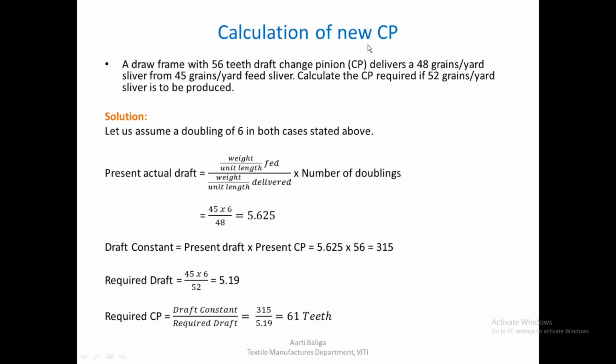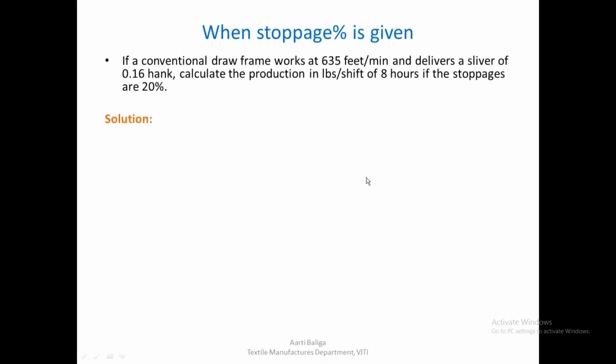So if I want to get a different output, I just need to change the CP from 56 to 61, and from the same feed sliver I will get an output of 52 grains per yard. So coming to the next type of problem where you might be given stoppage percentage.